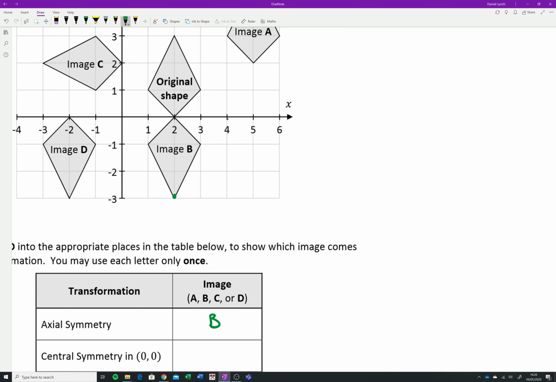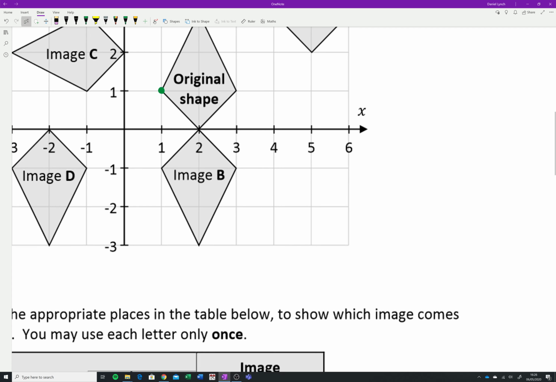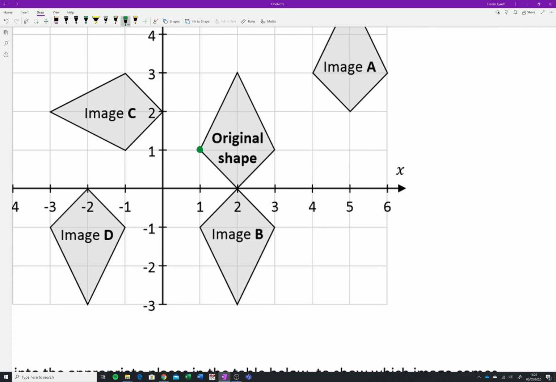Okay, I see there's one that says central symmetry in 0, 0. That is to say, every single point goes through the origin and back out the same distance and direction. So again, if we do our little zoom in here, this point is going to go through the origin and back out the same distance and direction. Again, we can already tell it's D, but let's just fill in the other ones while we're at it.